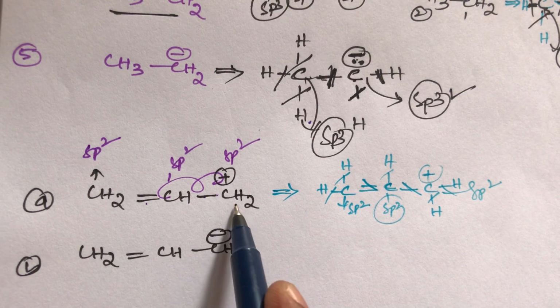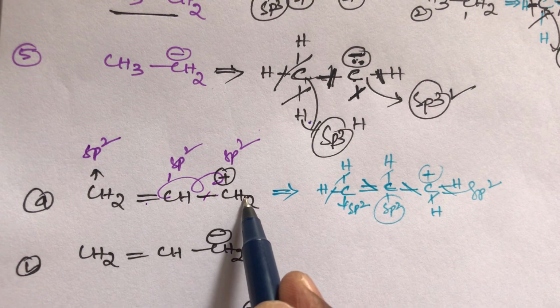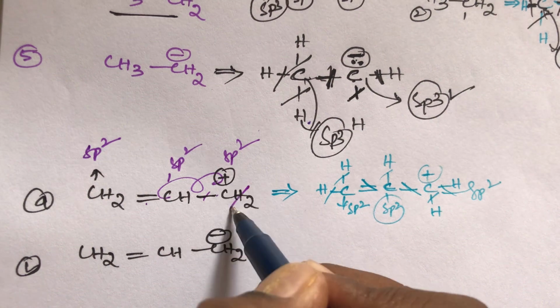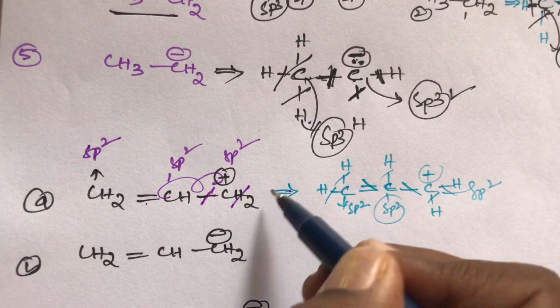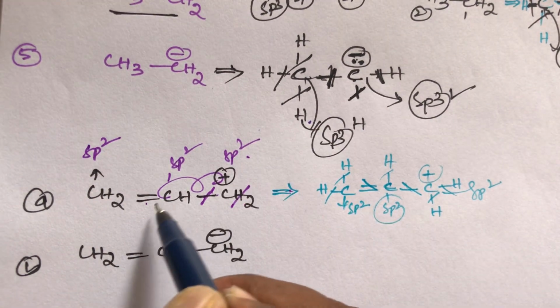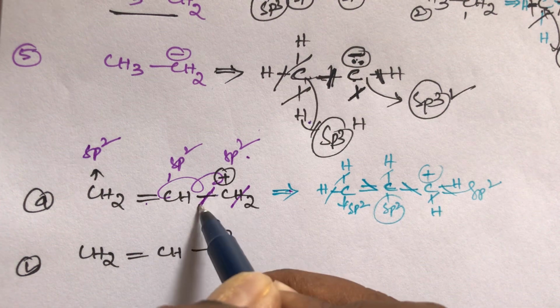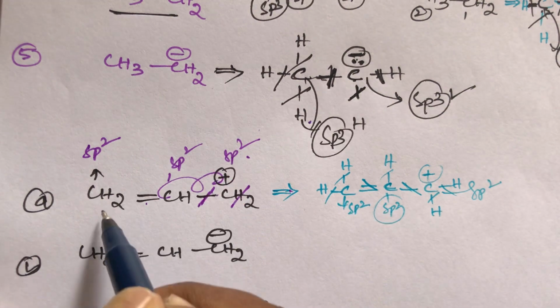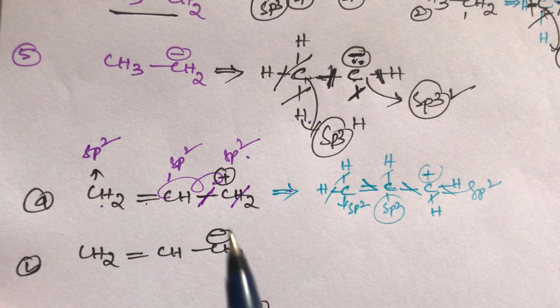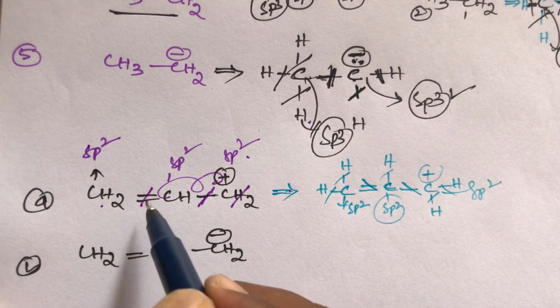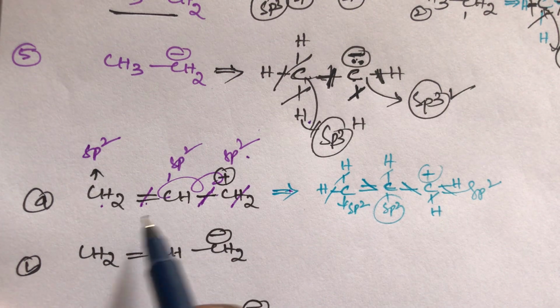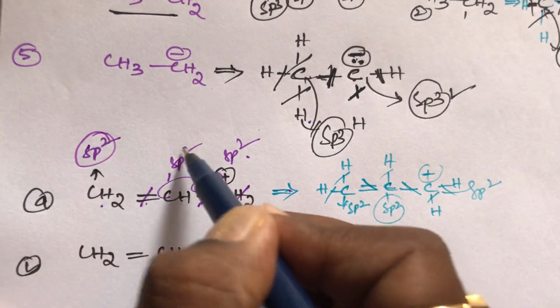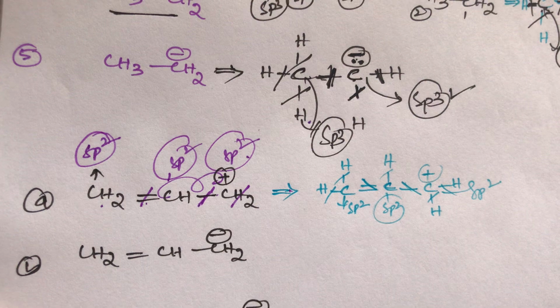Why? Because this carbon is surrounded by 3 sigma bonds. Remember, 2 hydrogens give 2 sigma bonds, and here also 1 sigma bond, so 3 sigma bonds, that is sp2. And 1 hydrogen equals 1 sigma bond, 1 pi bond also has 1 sigma bond, so total 3 sigma bonds, sp2. Here also sp2, and here 2 hydrogens equal 2 sigma bonds plus 1 pi bond, which also has 1 sigma bond, 2 plus 1 is 3 sigma bonds, so this also undergoes sp2. So in this compound all carbons undergo sp2 hybridization.